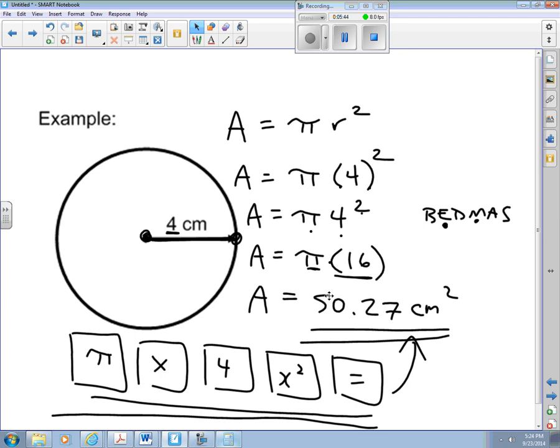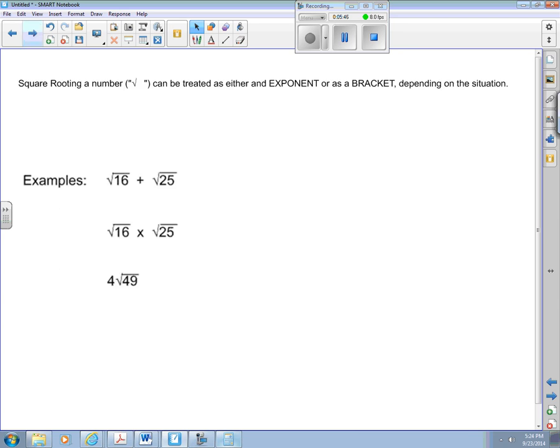All right, if we're ready to move on, next comes square rooting a number. And the square root symbol can be treated either as an exponent or as a bracket depending on the situation. So here's a few examples, and again, fill these in on your page the same time I do.